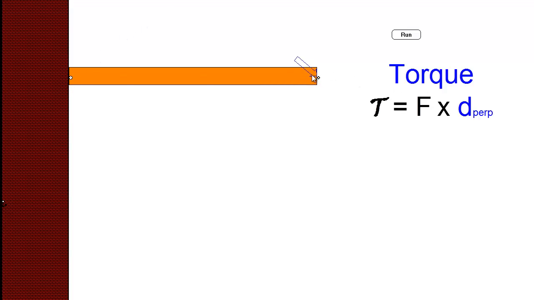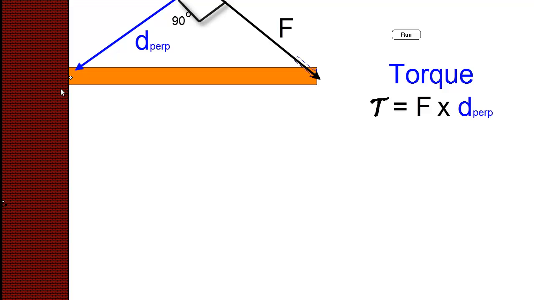All you would have to do is extend a line through that force, indicating its original direction, and then find a line that's perpendicular to that line back to the pivot point. This distance right in here would be my perpendicular distance, and if I multiply that by my original force, I would also get a torque.